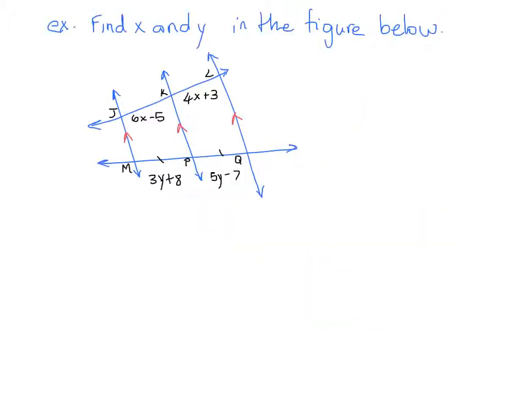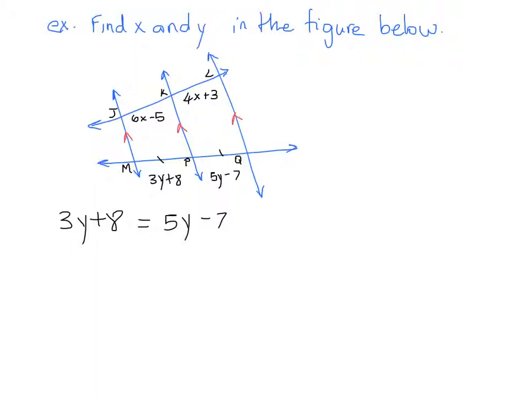Okay, so let's take what we've learned so far and solve for x and y in this figure. So we already know from what the figure tells us that this and this are congruent segments. These two things are congruent segments. So we can go ahead and say that 3y plus 8 is equal to 5y minus 7, because again, those two things here are congruent to each other.